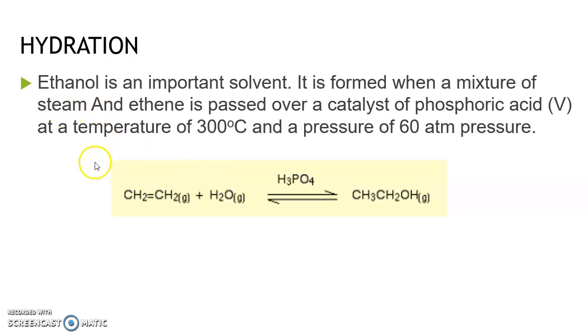Now hydration of ethene produces ethanol. Ethanol is an important solvent. It is formed when a mixture of steam and ethene is passed over a catalyst of phosphoric acid. The temperature here is 300 degrees Celsius and a pressure of 60 atmospheres is used. This is a chemical equation for the reaction between ethene and steam. The product here is ethanol.